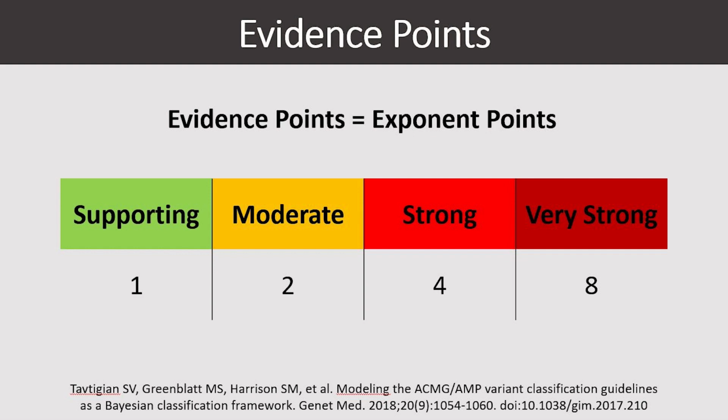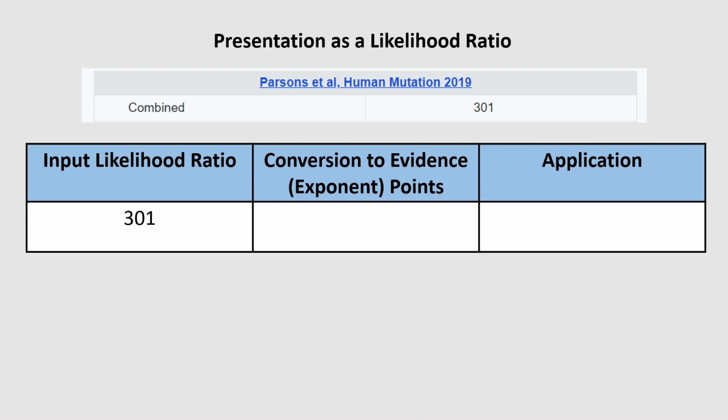Using CanVIG-UK guidance, evidence strengths as defined by the ACMG 2015 criteria can be converted to evidence points, where an evidence strength of supporting equals 1 evidence point, moderate 2 points, strong 4 points, and very strong 8 points. Let's first look at likelihood ratios.